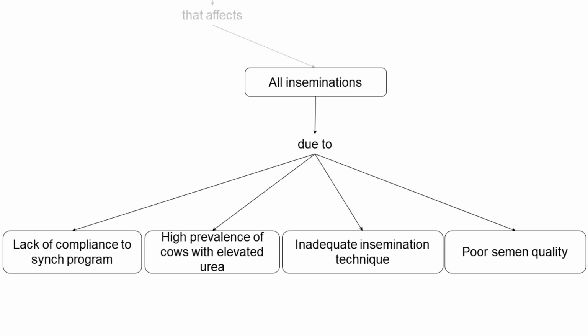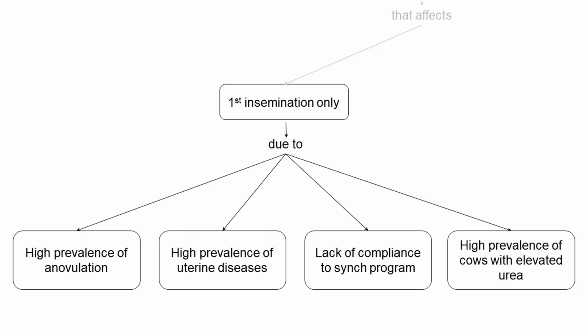In a herd that uses synchronization programs, it is crucial that the injections are done with the right product, with the right dose, to the right cow and at the right moment. If hormonal synchronization is used for all inseminations, the lack of compliance to the program would again result in a low conception risk for all inseminations. Finally, an elevated urea in the milk is associated with a low conception risk. If the prevalence of cows with elevated urea is high at all lactation stages, the conception risk will be low for all inseminations.